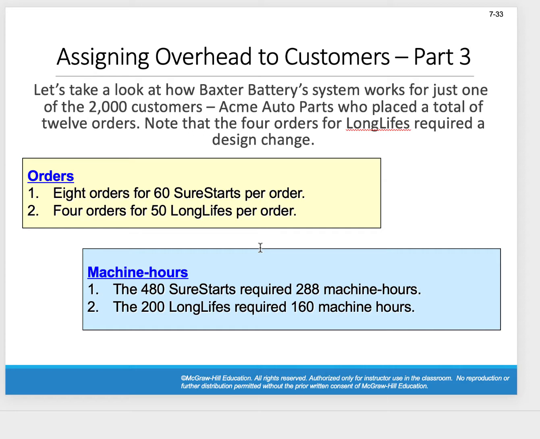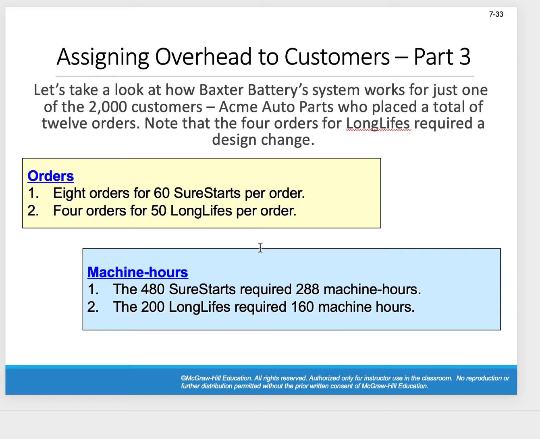Now we can do the same thing and assign overhead costs to a customer, right? We just look at a customer and say, okay, well, what did you buy? Well, we have 2,000 customers, but we're going to look at just one, Acme Auto. They placed a total of 12 orders. 4 orders were for Long Life, which required design changes.